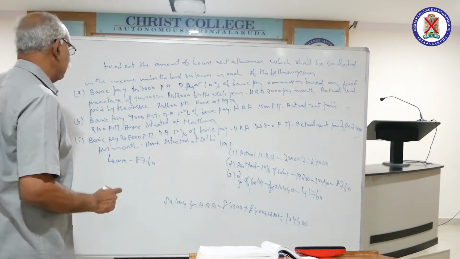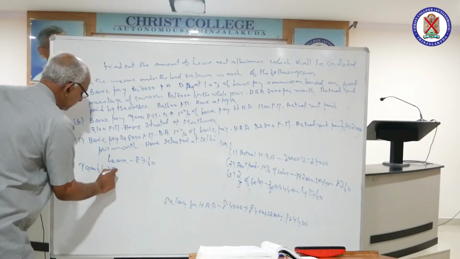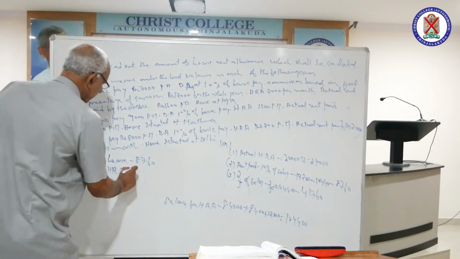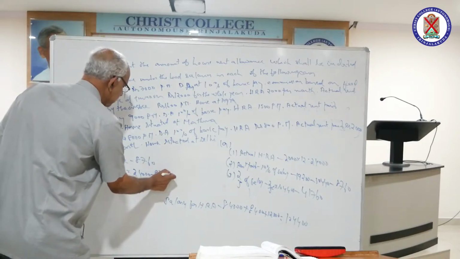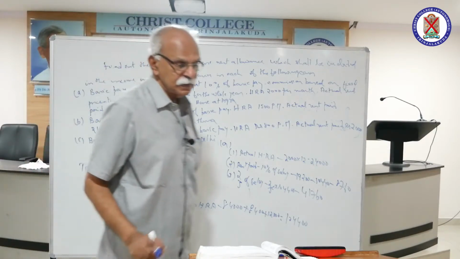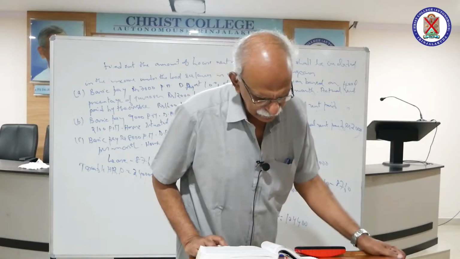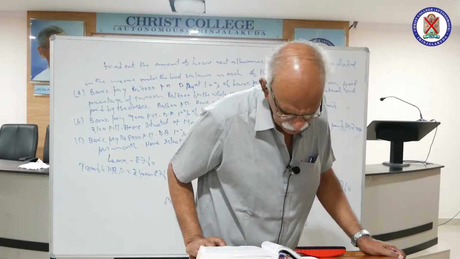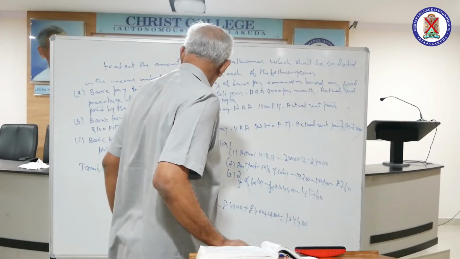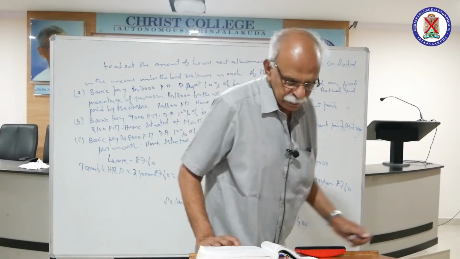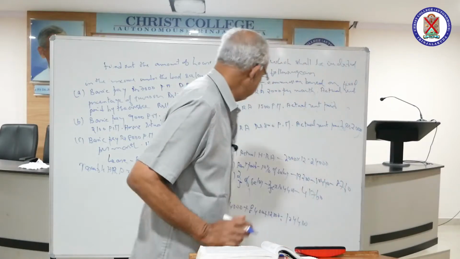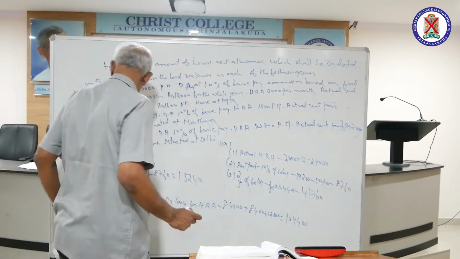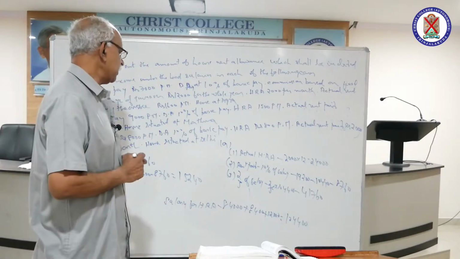Then taxable HRA. Taxable HRA is equal to 24,000 minus 8,760. That comes to how much? 15,240. Taxable HRA is 15,240. I shall explain it once more.